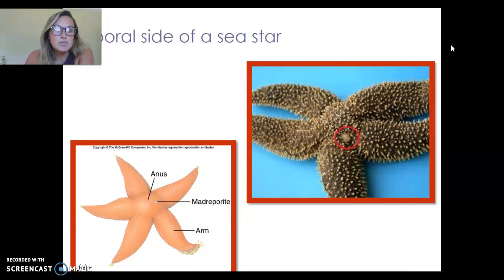All right, so looking at this particular image of a starfish, or a sea star, which is truly the scientific term for it, we are seeing the aboral side when we are looking at the top of it. You will see the anus, which is actually right in the middle, and then you will see something referred to as a madreporite, which is the picture on the right in the red circle.